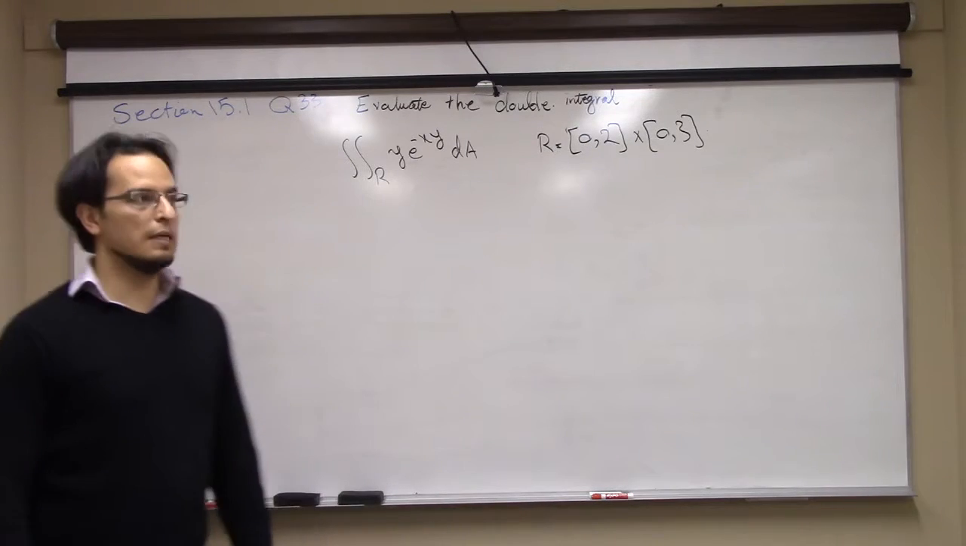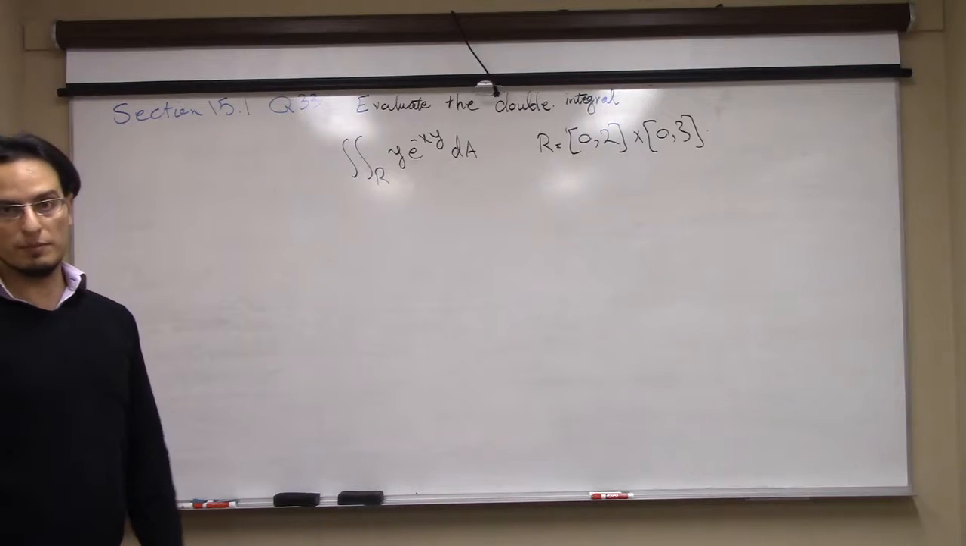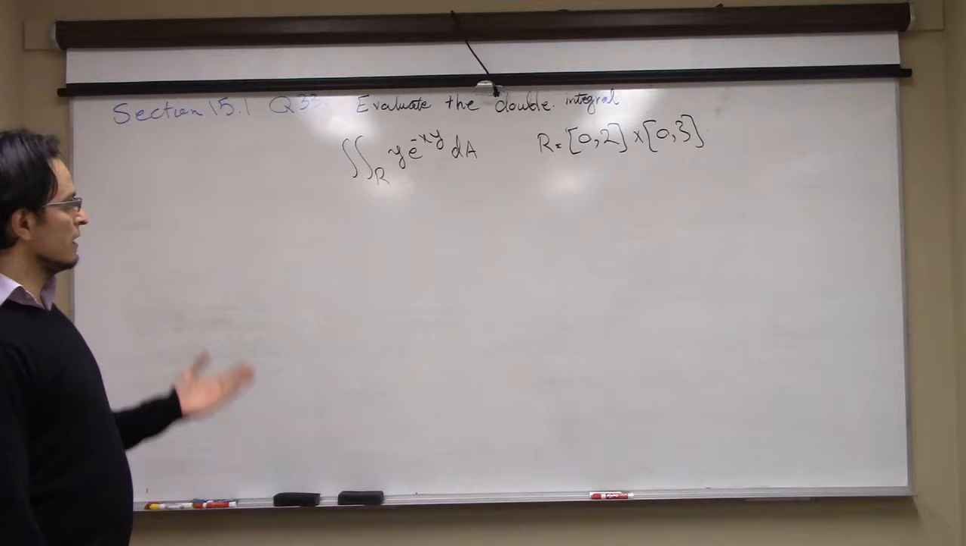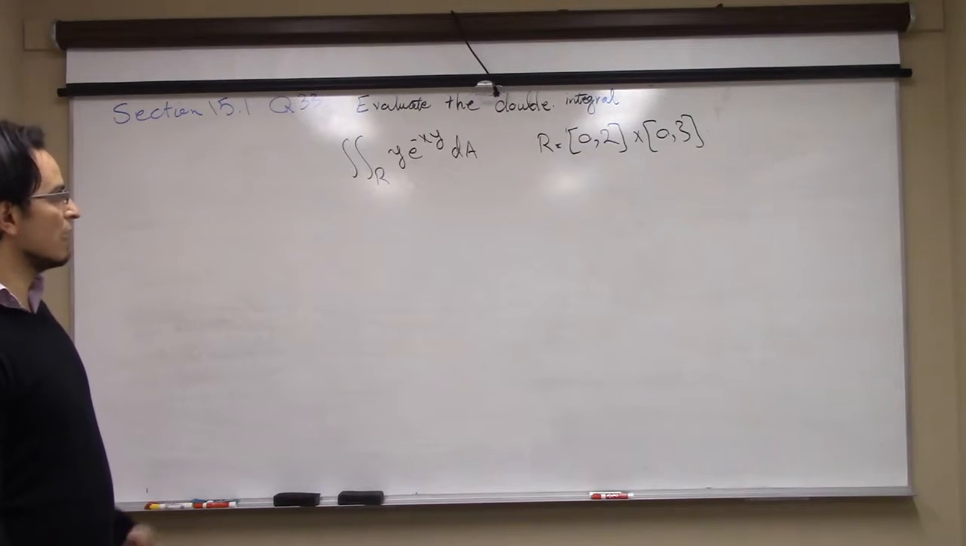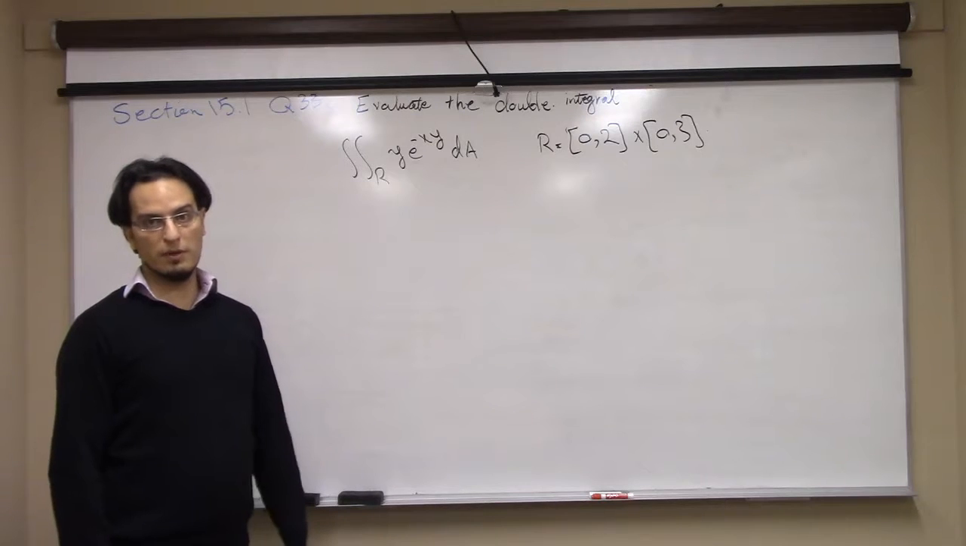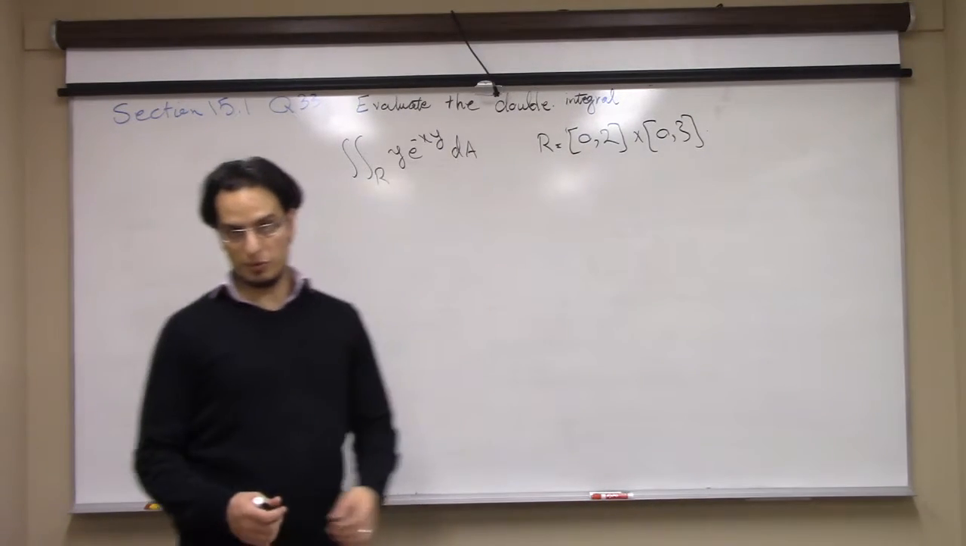Hello everyone. Here I am again with a question from double integral section 15.1. The question asks to evaluate the double integral of the function y e to the power negative xy on the region 0 to 2, 0 to 3.